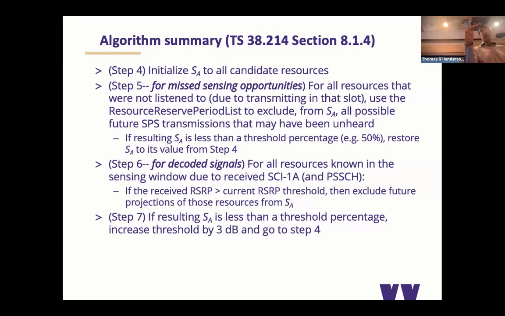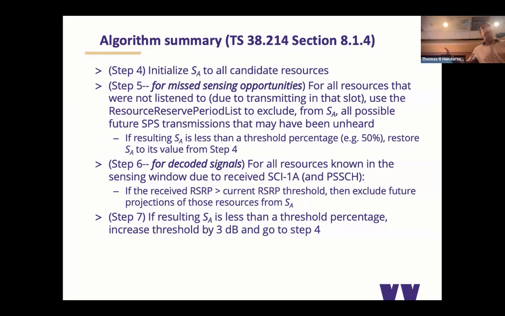And if that came in above the threshold, then it excludes the future projections of those resources that were observed in the sensing window into the selection window. And again, what it does is it runs through the sensing data and takes a look: how many resources do I have left in the selection window? And if this is less than this threshold percentage, it goes back and says, okay, I'm going to rerun the algorithm. I'm going to increase my threshold by 3 dB and repeat the whole process again.